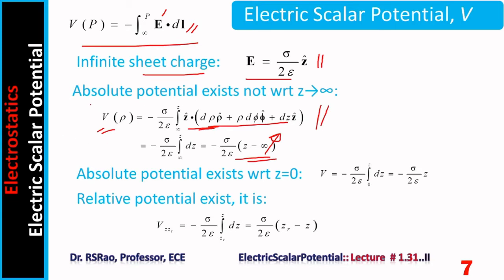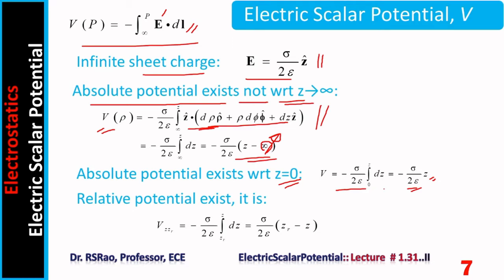Therefore, I can say absolute potential does not exist with respect to infinity, where z tends to infinity. But let us see what happens if we consider z equal to 0. When z is 0, in place of infinity, 0 goes and sits there, resulting in minus sigma by 2 epsilon into z. The z equal to 0 point is a point lying over the sheet. It may be the origin or some other point. All points over the sheet are z equal to 0 points. So when we consider the reference point as the z equal to 0 point, then potential exists.